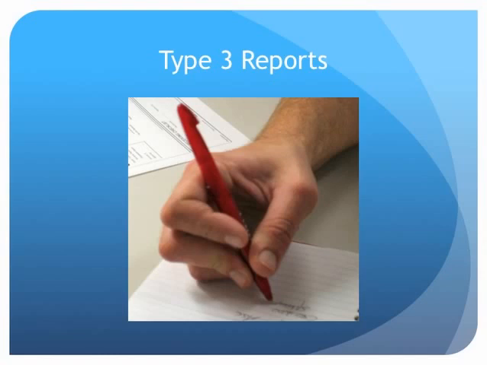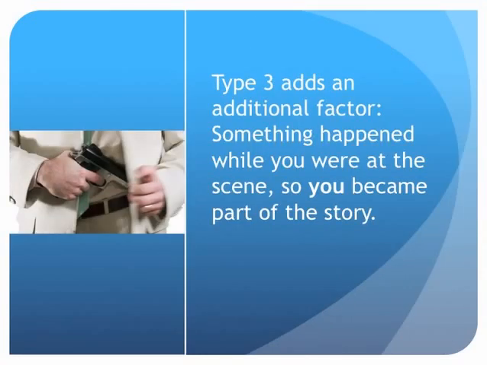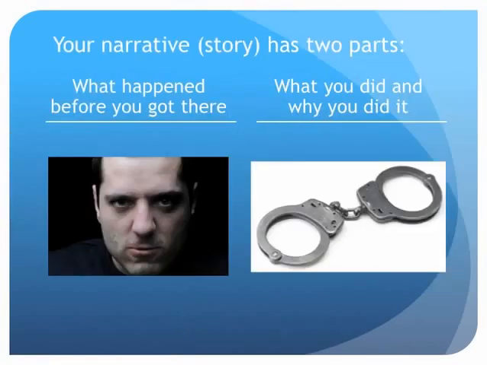Type 3 reports. Type 3 adds an additional factor. Something happened while you were at the scene, so you became part of the story. Your narrative, or story, has 2 parts. What happened before you got there, what you did and why you did it.